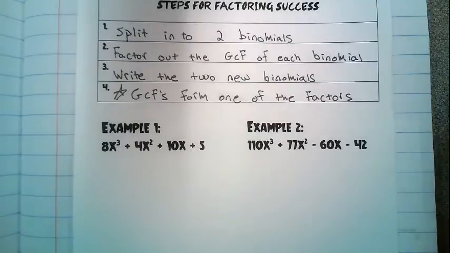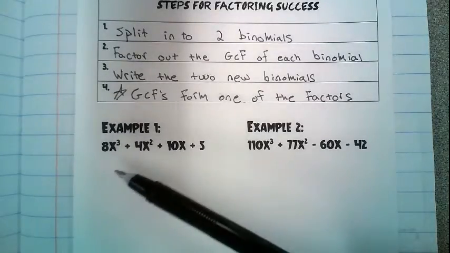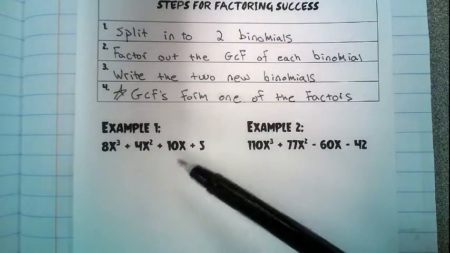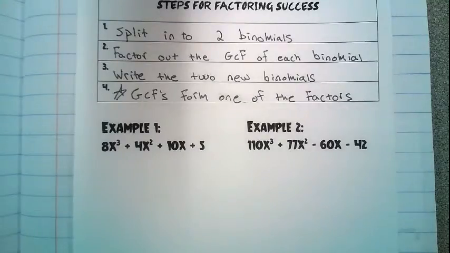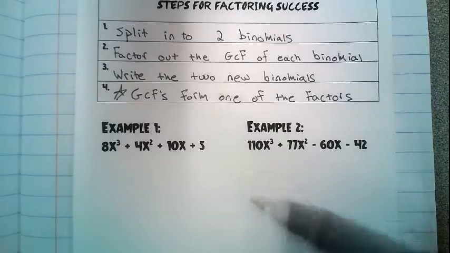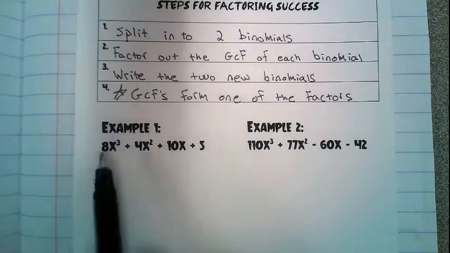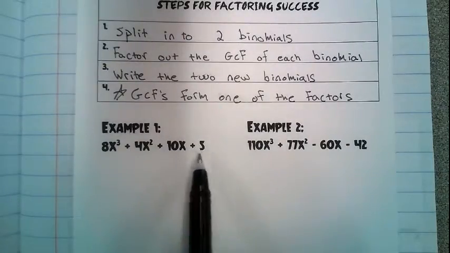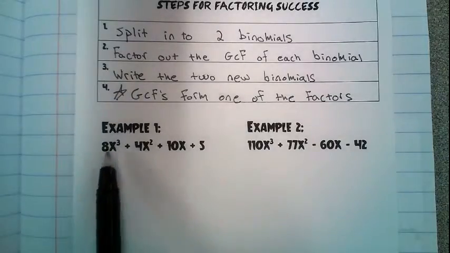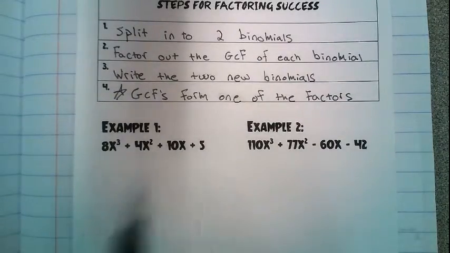For this first example, we're given 8x cubed plus 4x squared plus 10x plus 5, and we're asked to factor this one. First we can look for a greatest common factor in general. See 8, 4, 10, 5, so there's nothing there. X cubed, x squared, x to the first, but no x there. So there's no greatest common factor that I can take out completely.